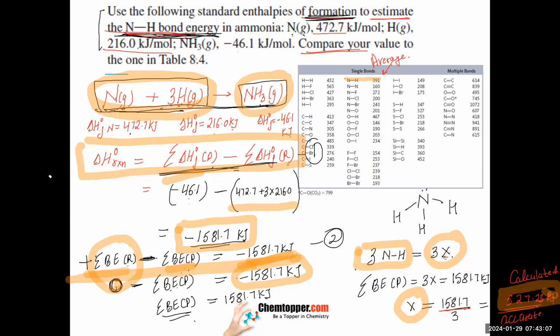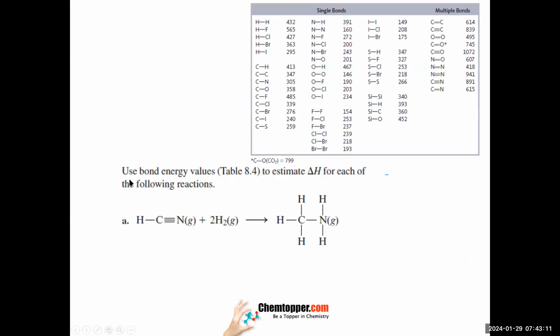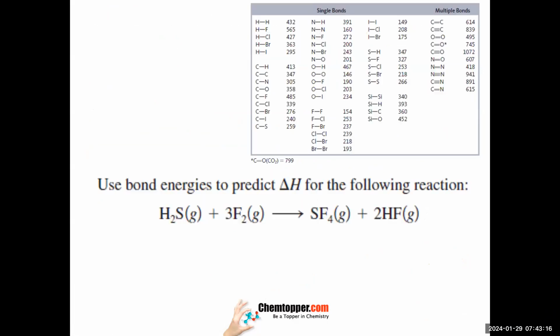Okay. That's about bond enthalpies. This is a simple question. You just tell me the Lewis dot structure and what bonds are broken and what bonds are formed. And then from the table, we can pick up the values and plug in the values.